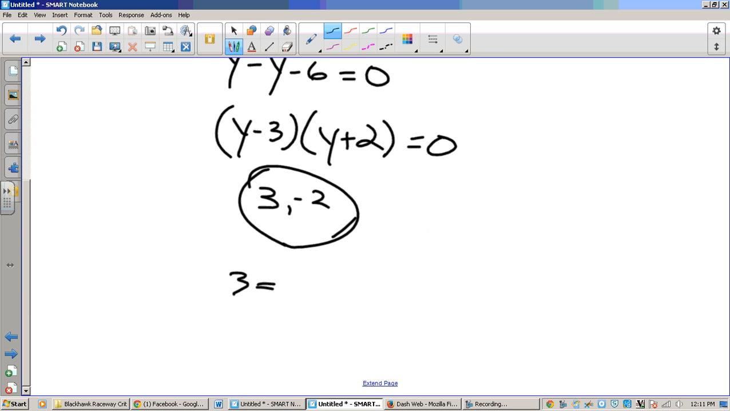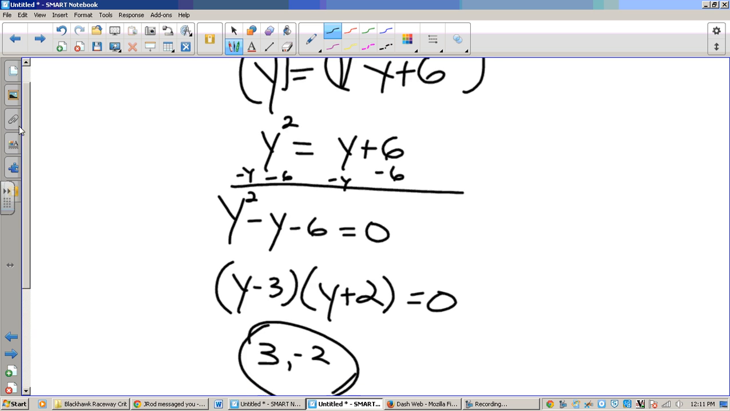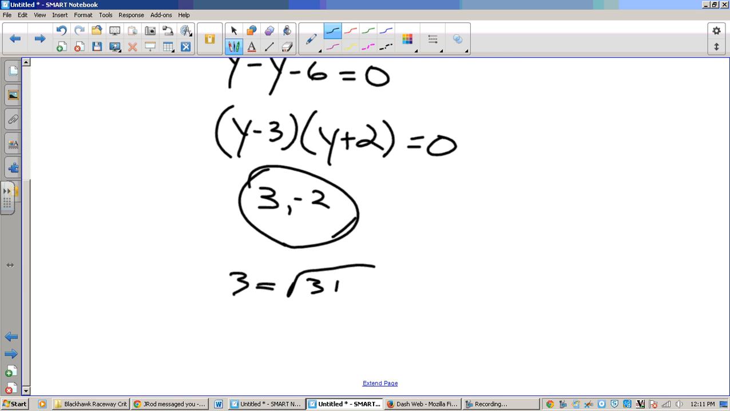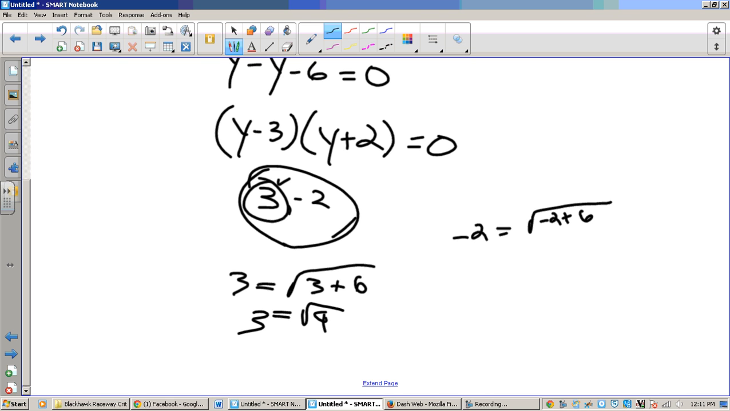So 3 equals the square root of 3 plus 6. 3 plus 6 is 9. The square root of 9 equals 3. Yes, it works. Let's try -2. -2 equals the square root of -2 plus 6. That equals the square root of 4 equals -2. Well, the square root of 4 does not equal -2. It equals 2. So -2 does not work.